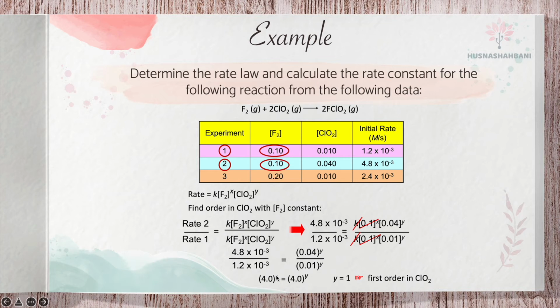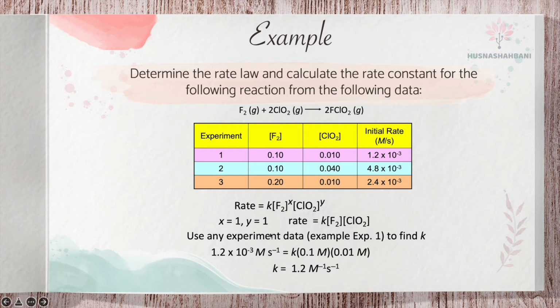So 4 to the power of 1 equal 4 to the power of y. We know that y is equal to 1. So this is first order with respect to ClO2 as well. So F2 first order, ClO2 is also first order. So you can write the rate law, determine rate law: rate equal K F2 to the power 1 ClO2 to the power 1. You don't have to write to the power 1 because it's understood as this is the first order of reaction.